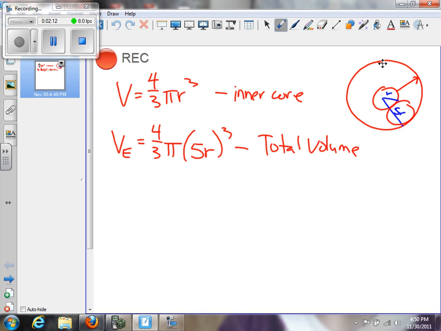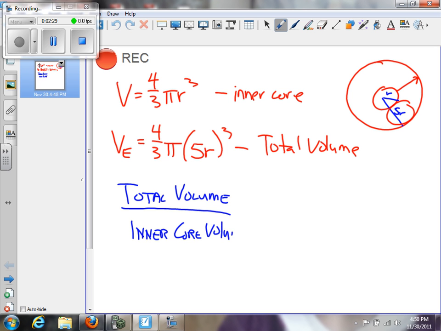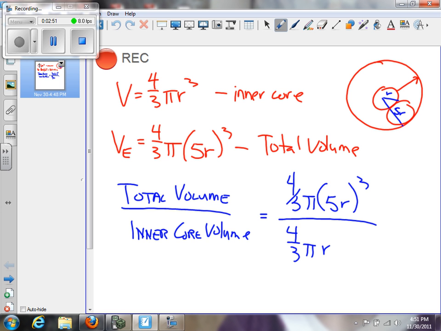Well, if I'm going to find the ratio, I'm going to put total volume over inner core volume, which is 4/3 pi (5r) cubed over 4/3 pi r cubed.